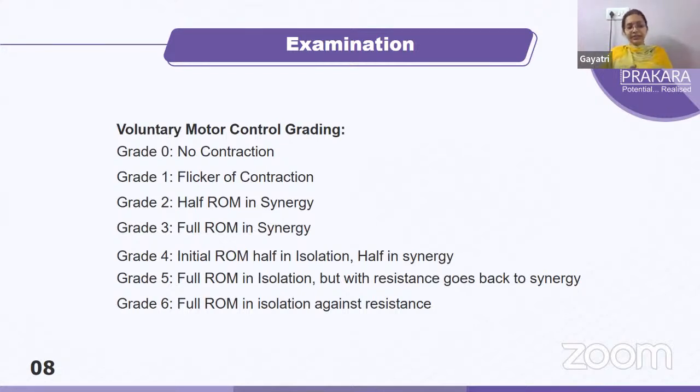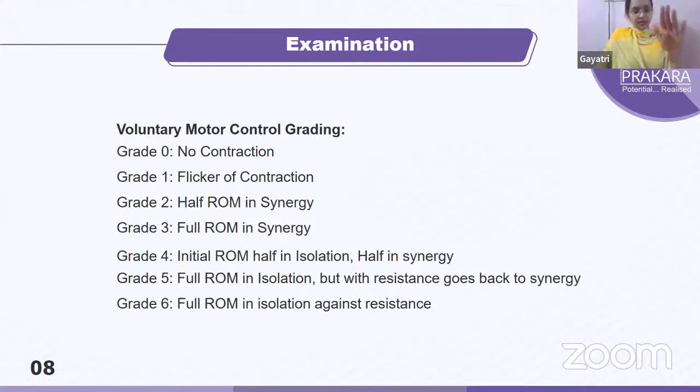But this is a very simple scale with 6 grades. Grade 0, as usual, no contraction. Grade 1, as usual, flicker. Grade 2 is half range of motion in synergy. Beyond that half, the limb cannot go in synergy, which means the limb is rigid. Grade 3 is full range of motion in synergy. Whatever you ask, if you ask the patient to perform shoulder flexion, he or she can do it in synergy, but at least goes till here. This is grade 3. Grade 2 is till here he would do, and then he would say, I'm sorry, I cannot do it beyond this. Grade 4 is where it has improved. Initial half range of motion in isolation. You wanted shoulder flexion.